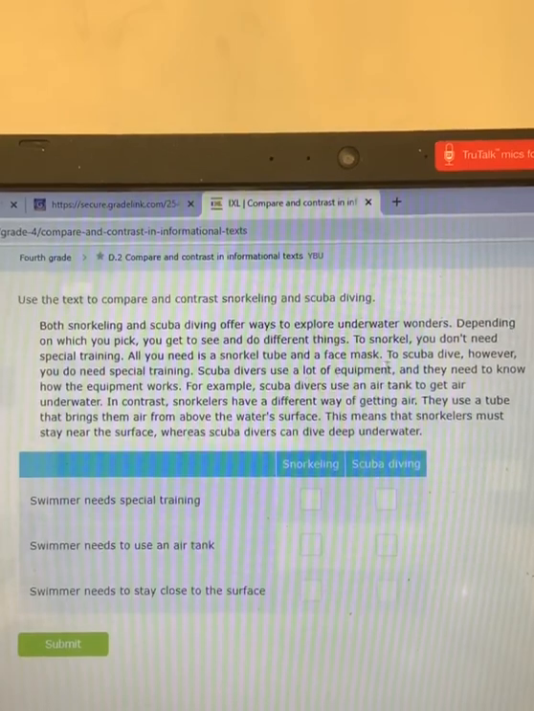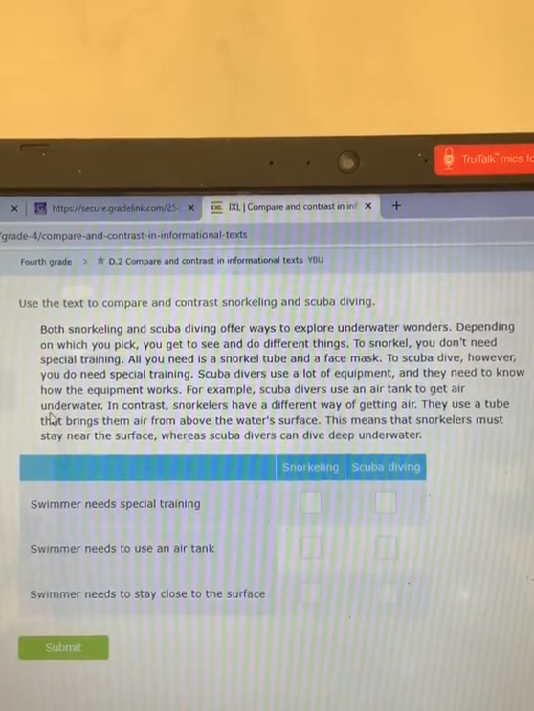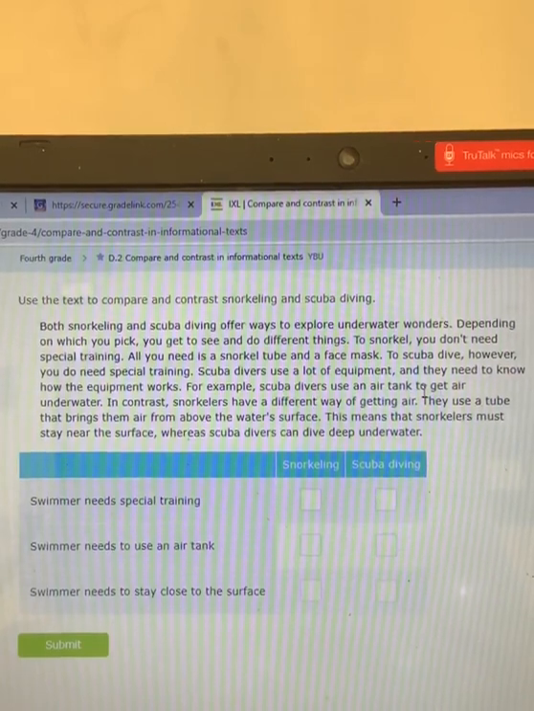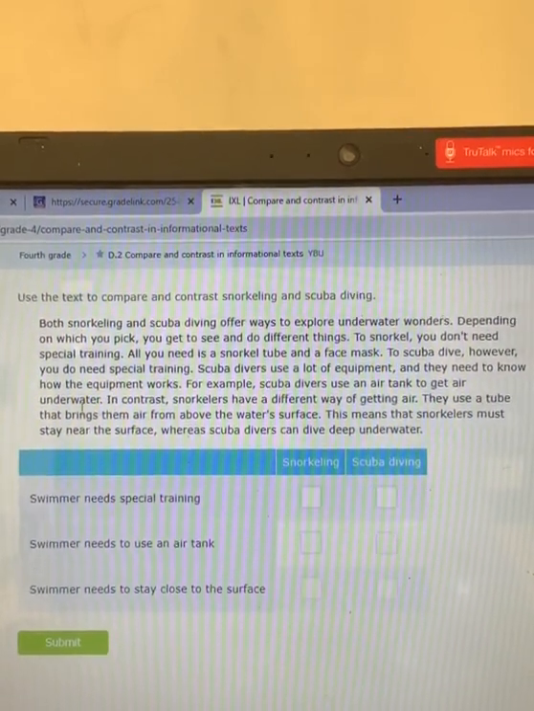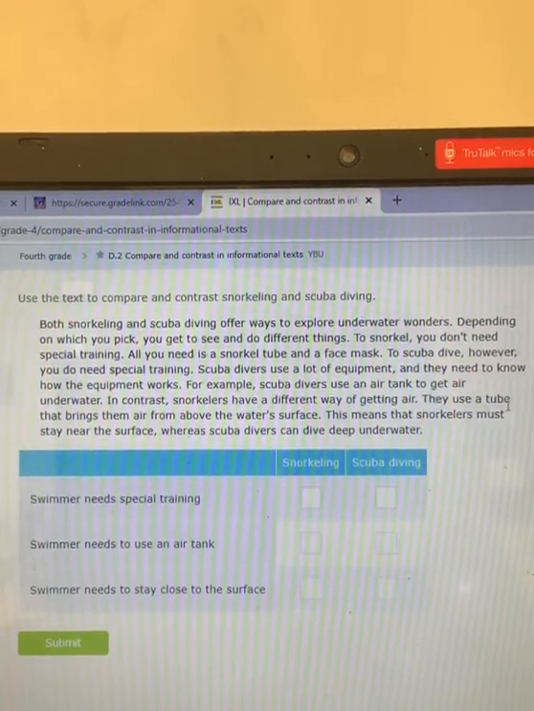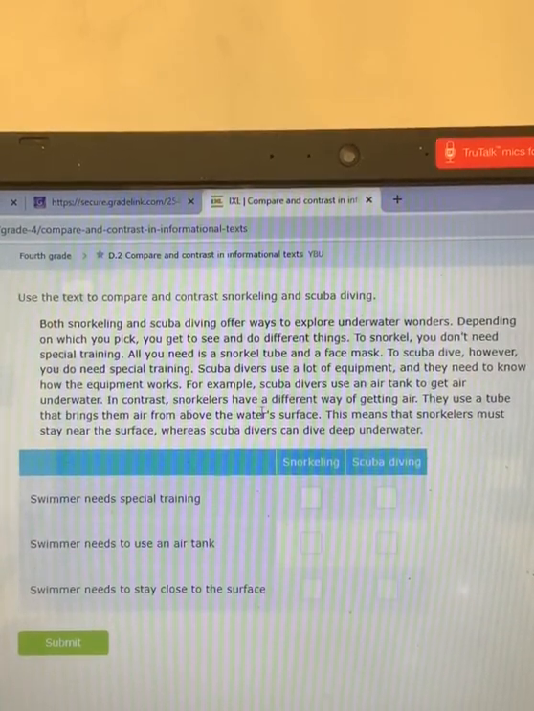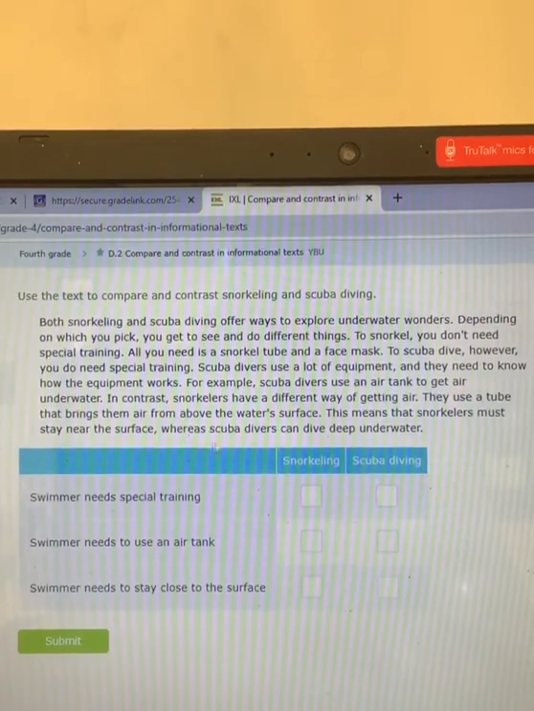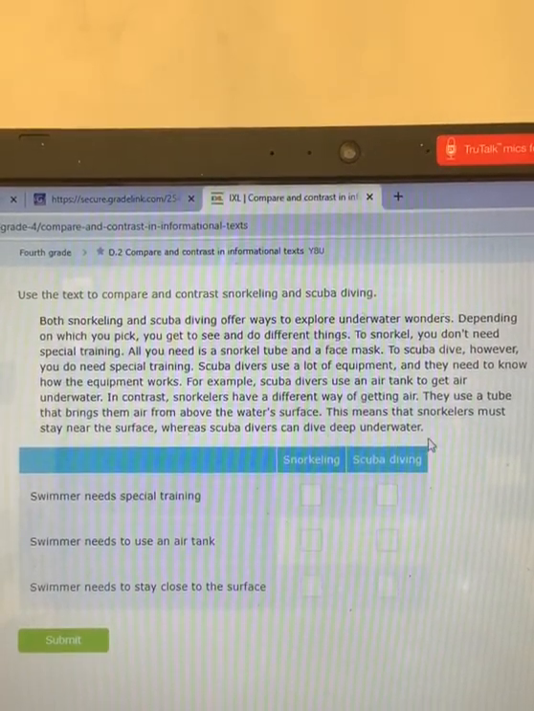Scuba divers use a lot of equipment and they need to know how the equipment works. For example, scuba divers use an air tank to get air underwater. In contrast, snorkelers have a different way of getting air. They use a tube that brings them air from above the water surface. That means the snorkelers must stay near the surface, whereas scuba divers can dive deep underwater.